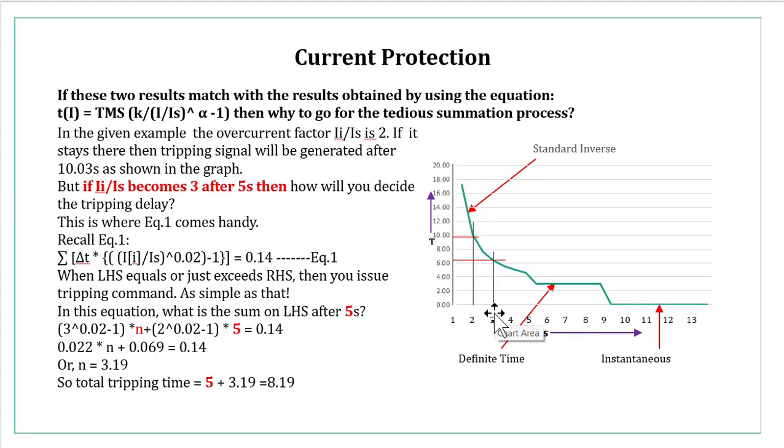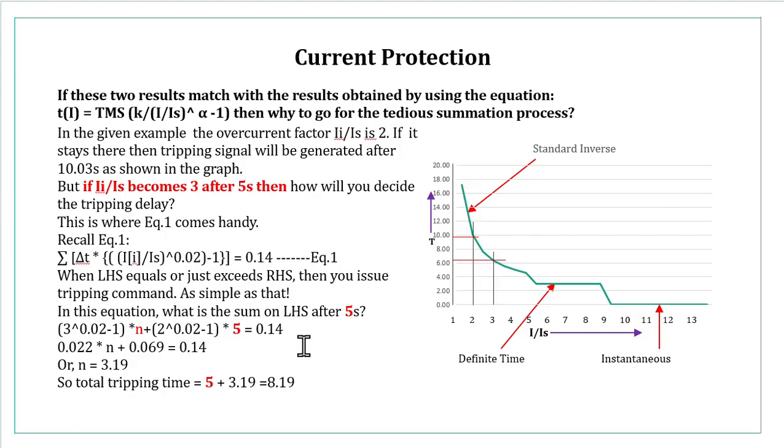So let us see how much heating had happened where we had moved into this equation. So we'll see that 3 raised to the power 0.02 minus 1 raised to the power n, multiplied by n plus this multiplied by 5 is equal to 0.14.